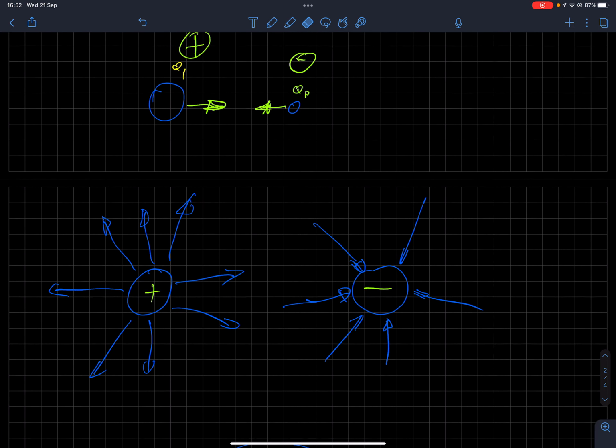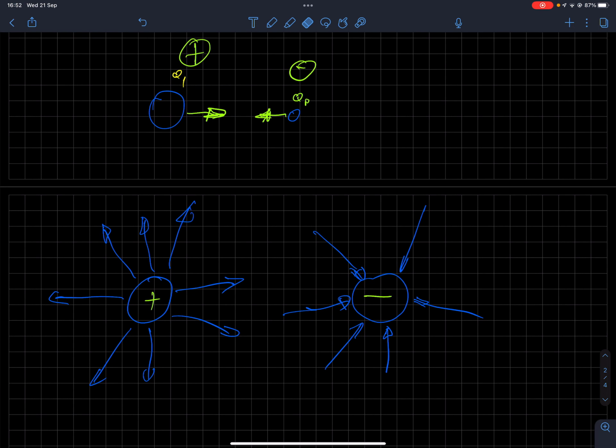Also, we can visually represent the electric field by lines, and if the charge is positive, the lines will point away from that charge. If the charge is negative, the lines will point toward it.